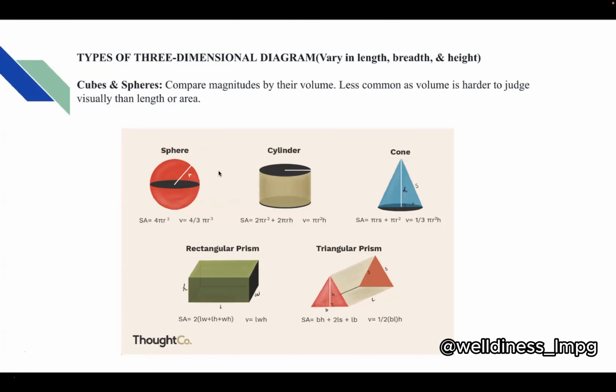Because a picture is 2D, it's flat, and volume requires not just length and breadth, but height and space, weight and so on. As you can see, these are different shapes that can be used to represent volume: sphere, cylinder, cone, and so on, rectangular prism and triangular prism.